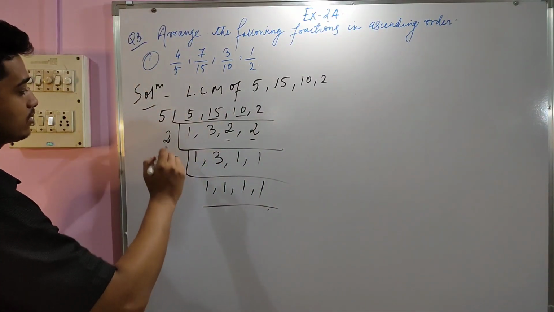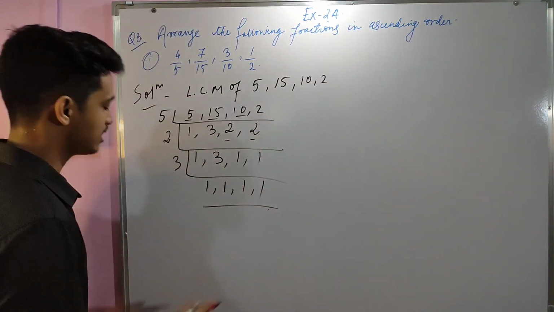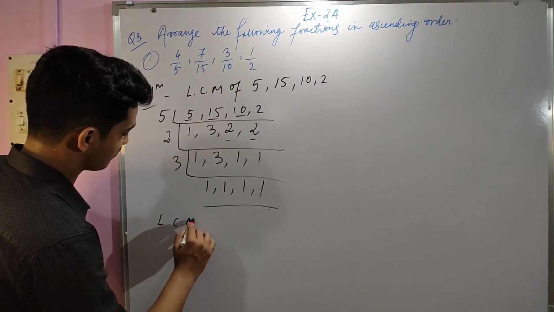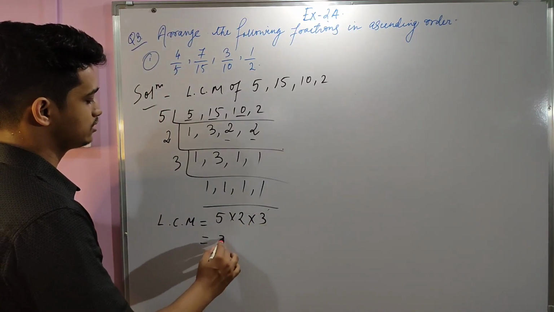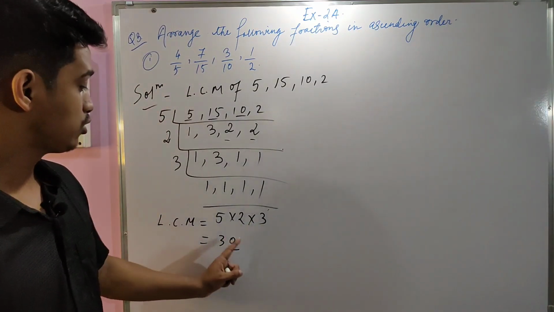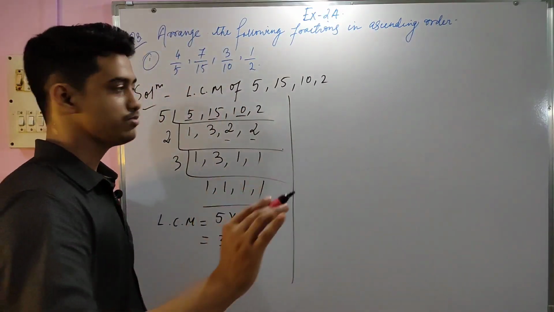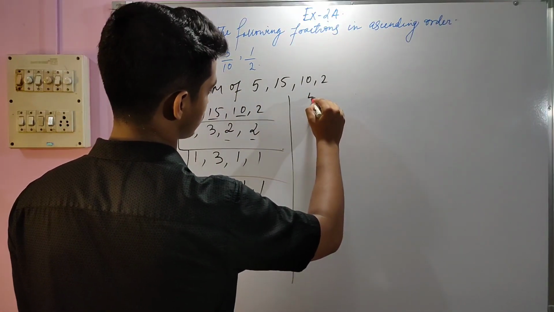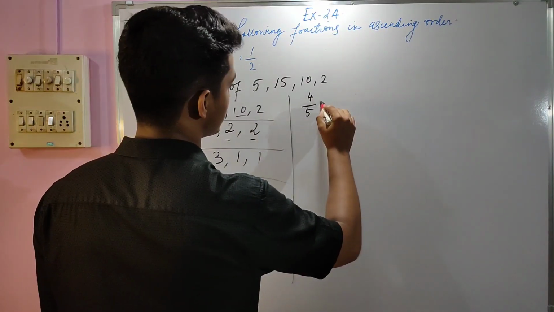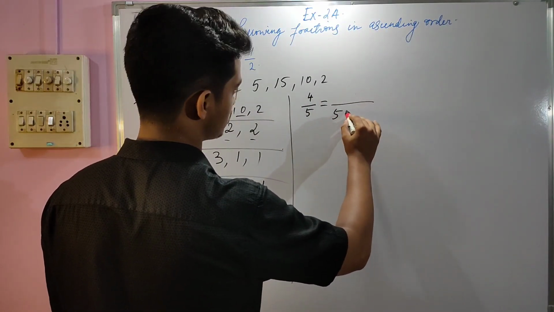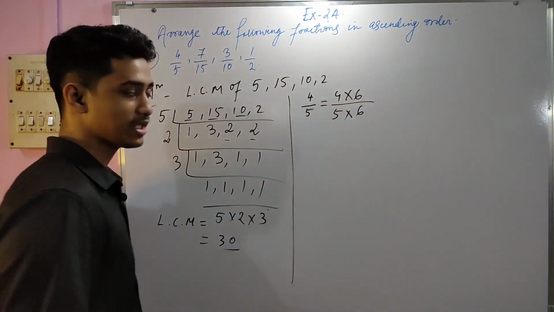So we have to simply multiply 5, 2 and 3 to find the LCM of 5, 15, 10 and 2. So LCM is very easy, 5 into 2 into 3. So what is the answer over here? That is 30, right? 5 into 2 is 10, 10 into 3 is 30. So 30 is the LCM. Then we have to simply continue the same process. So the first fraction is 4 by 5. We have to convert this 4 by 5 into an equivalent fraction. So 5 into how much gives you 30? We know that 6 is the answer. So 4 into 6, we continue like this.